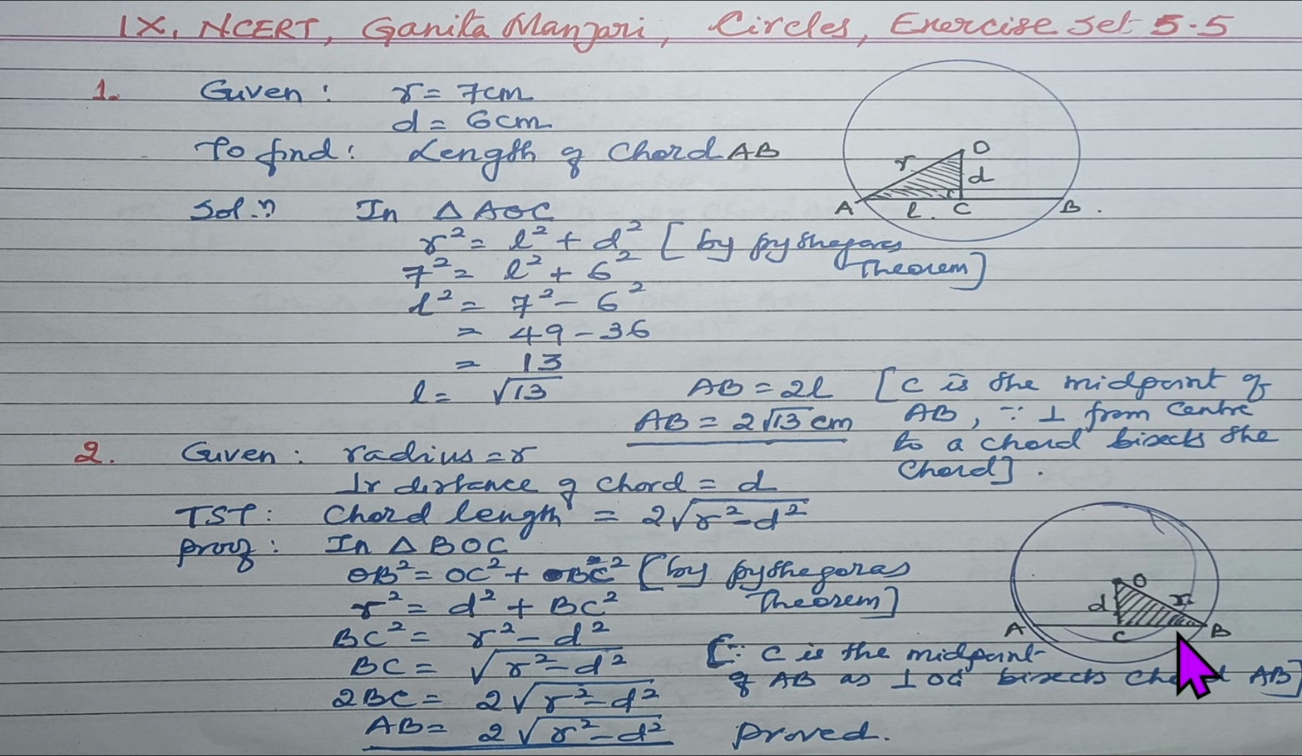That means 2 times BC is AB. I am multiplying both the sides by 2. Therefore 2 times BC is equal to 2 times square root of r square minus d square, or AB is equal to 2 times square root of r square minus d square, and that is exactly what has been asked to prove, and we have proved it. So that is how we have got the answer, 2 square root of r square minus d square, that is the length of the chord.